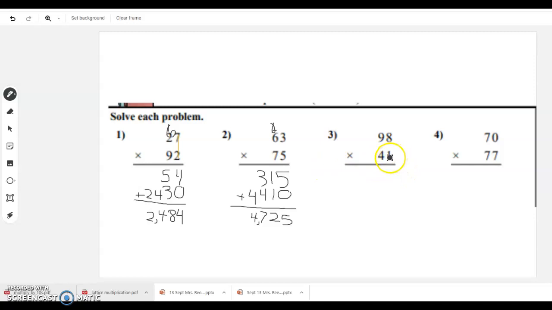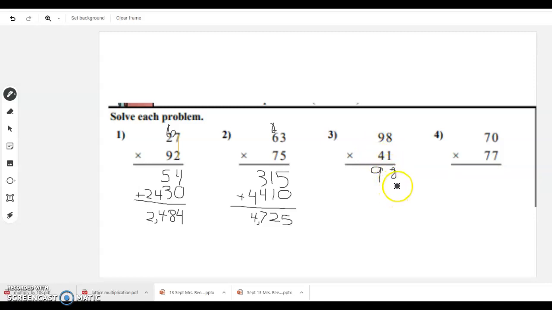Next one, 98 times 41. Again, I'm going to start with my ones. 1 times 8 is 8, and 1 times 9 is 9.